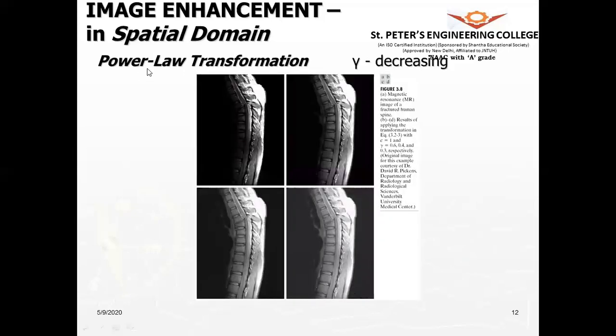Now let us see the effect of changing the value of gamma. This is an image of a magnetic resonance scan of a fractured human spine. In the first image, it is not so clear, but in the last image, as we go on decreasing the value of gamma, we see much better results. And the C value is taken as 1.